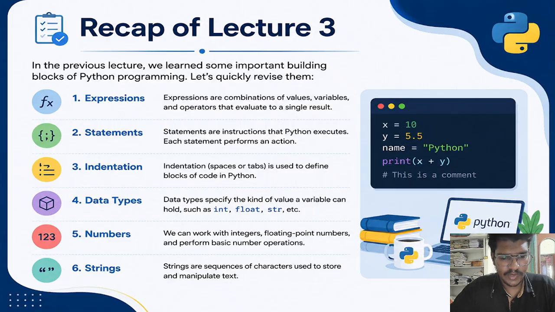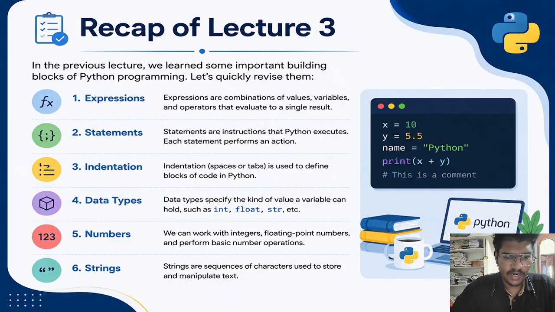Now, operators are the tools that allow us to work with these data types. They are symbols that perform operations on variables and values. For instance, the plus operator can add numbers and concatenate strings. The equal to, or comparison, operator can compare two values.